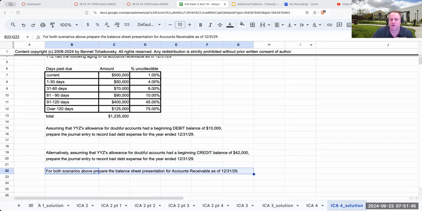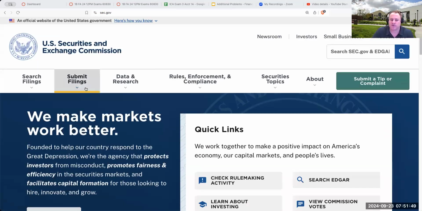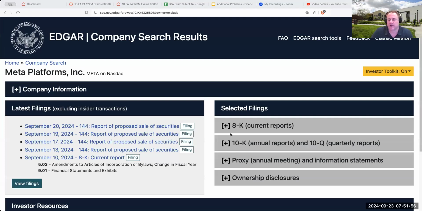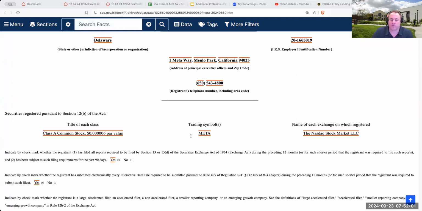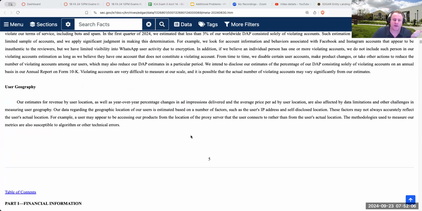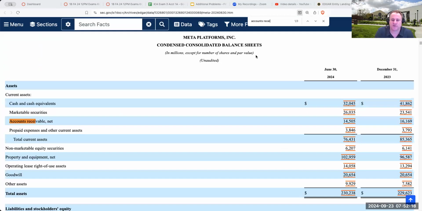Before we get here, let's take a look at a publicly traded company that does have some accounts receivable. This will be our friends at Meta Platforms. When I look at the quarterly report of Meta, which is Facebook, Instagram, and everything else, we're going to see accounts receivable, net. What exactly does that mean? Well, let's find out.